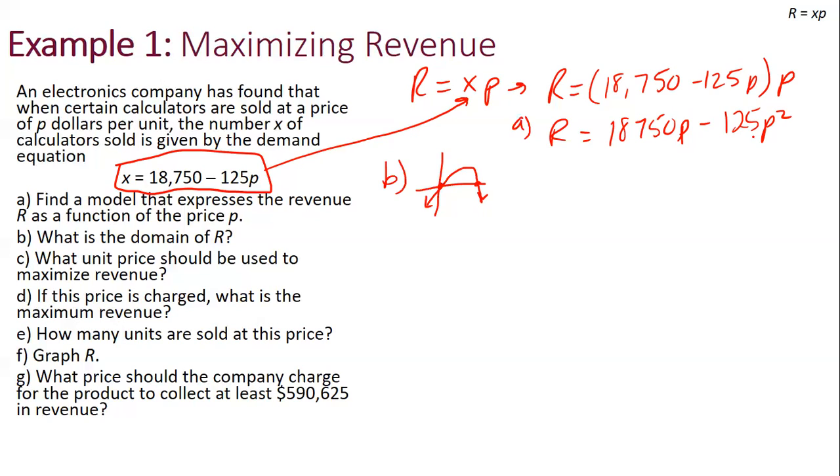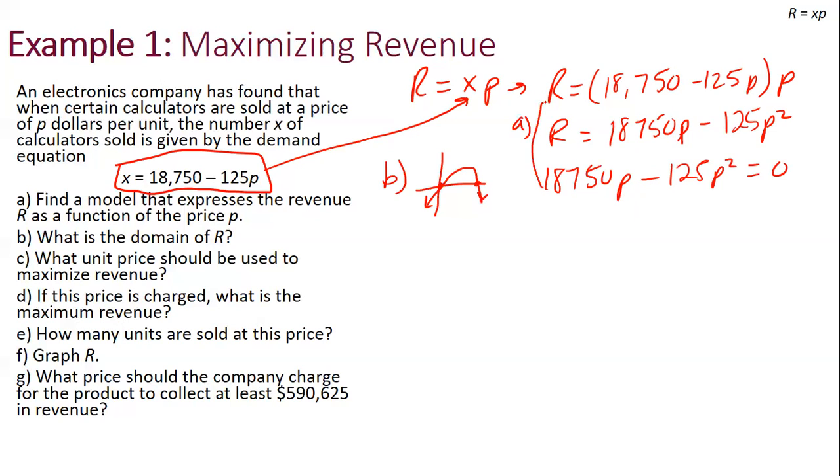So what are the values of P? In order to do that, we need to know when we equal 0. So we have 18,750P minus 125P squared equal to 0. Okay, so we're going to do math and solve for 0. There's a couple ways we can solve quadratics. We can do the quadratic formula. We could complete the square. We can factor and solve, which is probably the easiest way here.